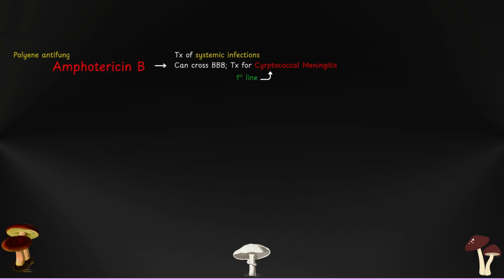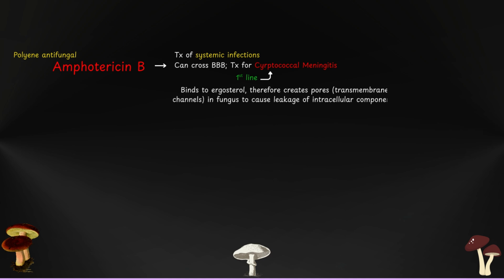So without further ado, the first of the antifungals is amphotericin B. This is a terrible drug. It is a polyene antifungal. It is used for the treatment of systemic infections. The important thing is that it can cross the blood-brain barrier, and therefore it would make sense that it is used as first-line treatment for cryptococcal meningitis. Again, meningitis being inflammation of the meninges.